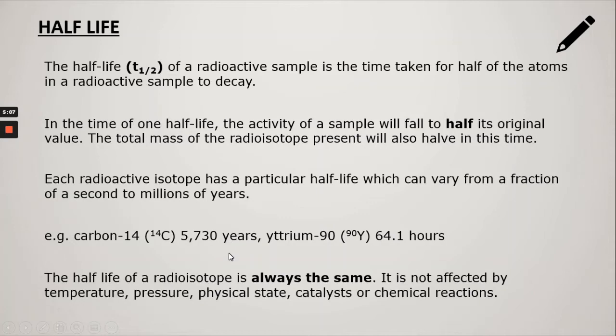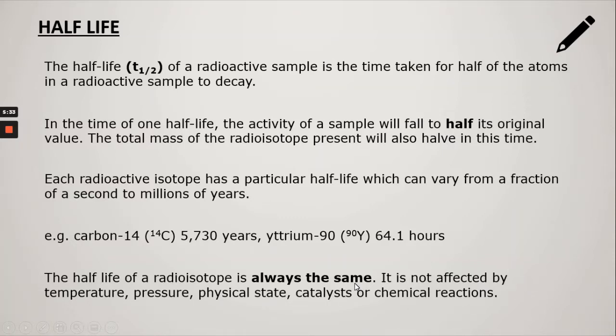You might have heard of carbon dating, and this is the isotope that's used for carbon dating. And yttrium-90 has a half-life of 64.1 hours, but like I say, it varies from a fraction of a second right up to millions of years. The half-life of a radioisotope is always the same. It's not affected by temperature, pressure, physical state, catalysts, or chemical reactions.